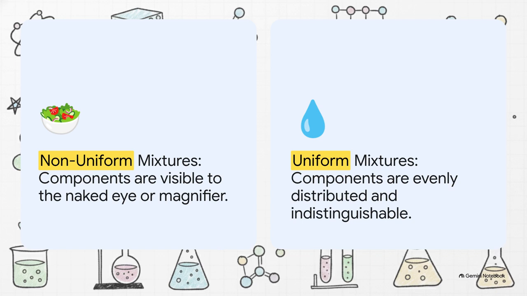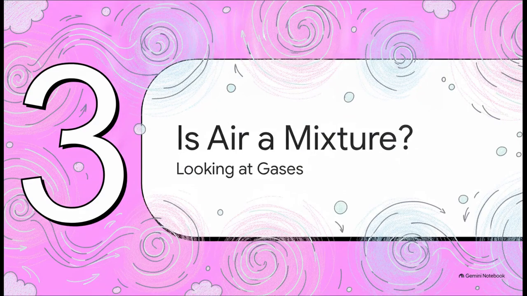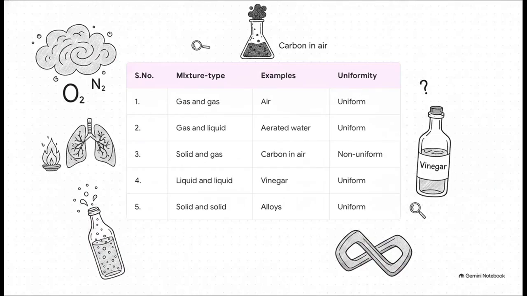Now that invisible, uniform mixture of sugar water leads us perfectly to our next question. Which brings us to section 3. Is air a mixture? This brilliantly illustrates that mixtures aren't just liquids or solids. They exist across all physical states. Air, for instance, is actually a uniform mixture of gases. It's composed of about 78% nitrogen, which, fun fact, doesn't actually help with combustion, along with the oxygen that keeps us alive, plus argon, carbon dioxide, and water vapor.